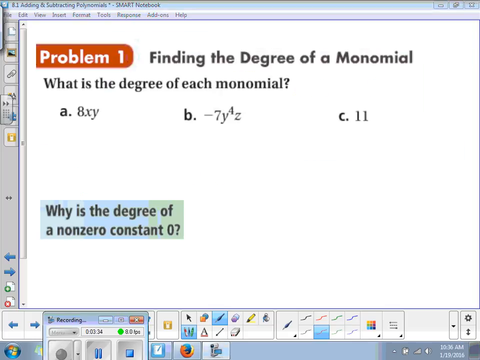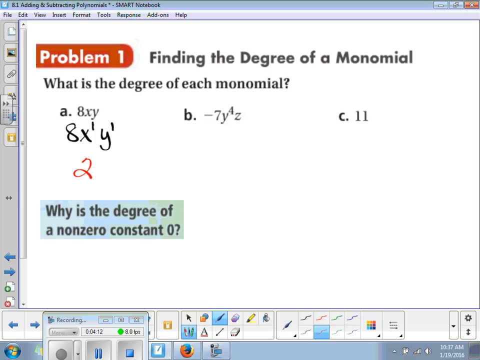All right, so problem 1 is finding the degree of a monomial. We want to know what is the degree of each monomial. And again, remember, to find the degree of the monomial, you add up the exponents of the variables. So for 8xy, this is 8x to the first, y to the first. So the degree of this monomial is 1 plus 1, which is 2. Okay?